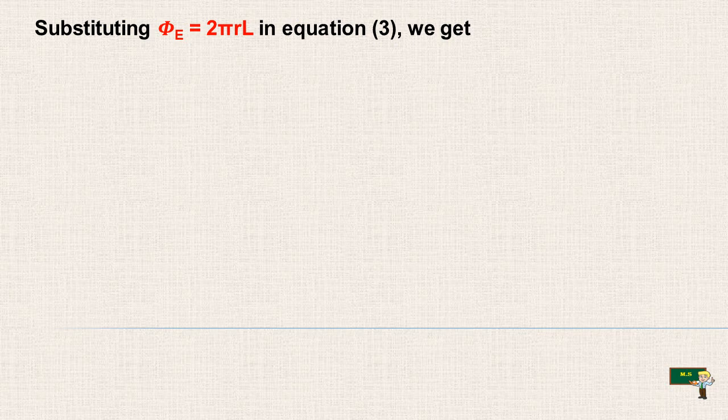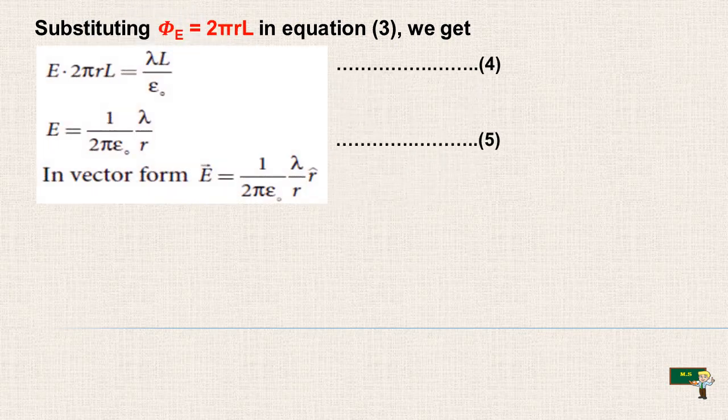Substituting flux Φ_E equal to E·2πRL in equation 3, we get E·2πRL equal to λL by ε₀. If you keep the E here and bring the 2πRL down, then this L and L can be cancelled. So E = 1/(2πε₀) · λ/R. In vector form, E vector is equal to 1/(2πε₀) · λ/R into R cap. This is equation number 4, and this is considered as equation number 5.